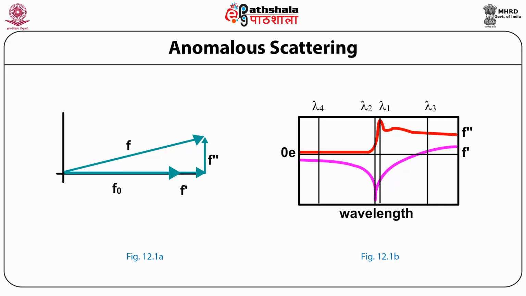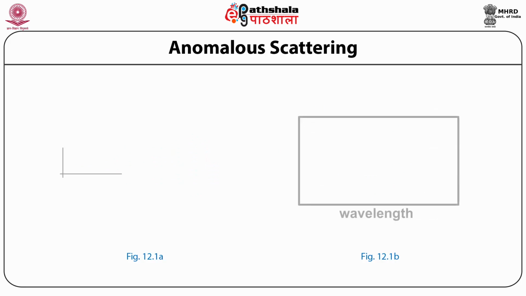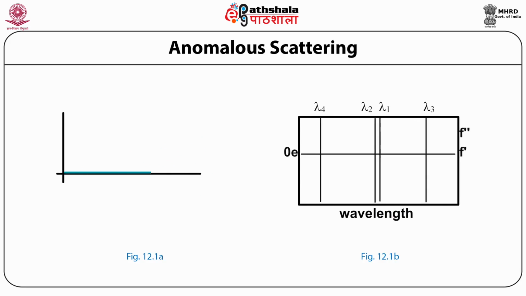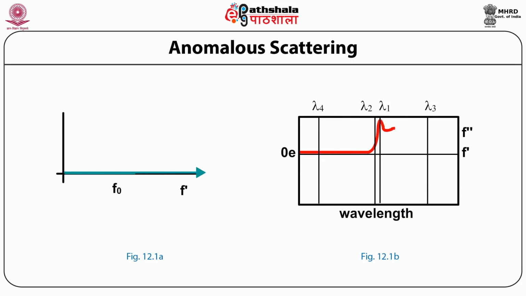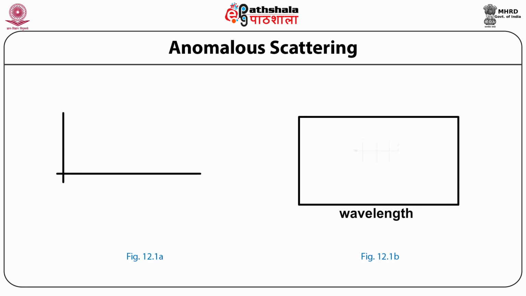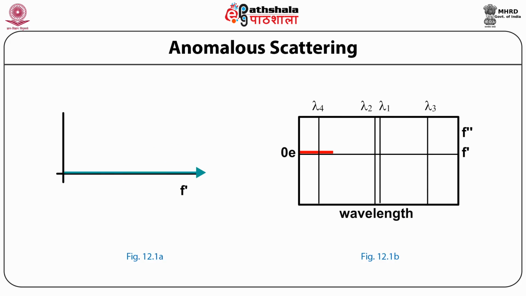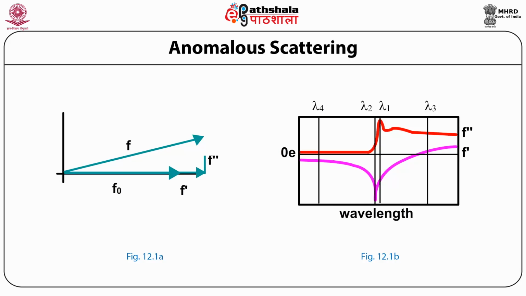We see that whenever the incident wavelength approaches the absorption edge, in the f double prime curve a peak is reached, and near that peak, if you drop a line, it hits the dip of the f prime curve. The peak point is known as the peak wavelength, and the dip in the f prime curve is known as the inflection point.